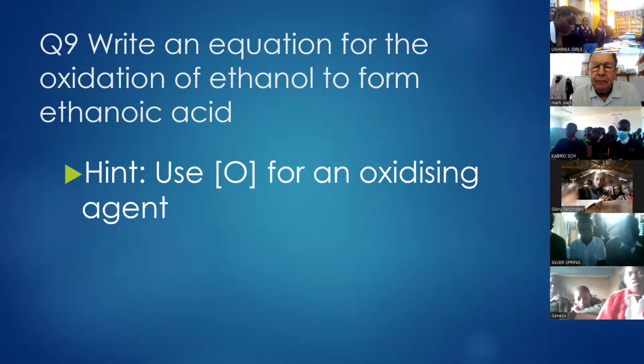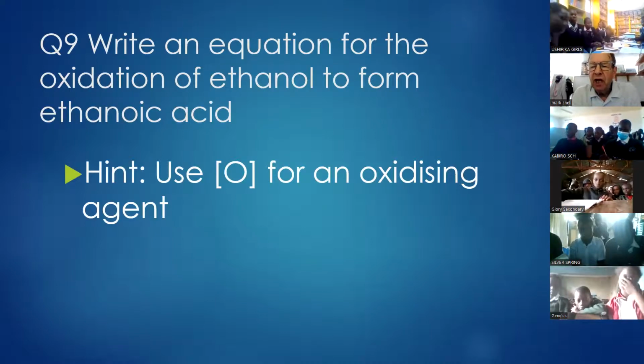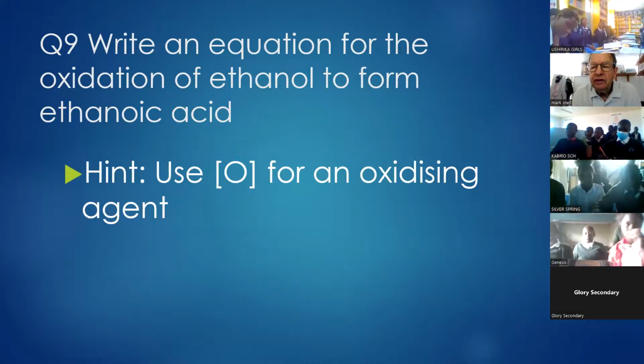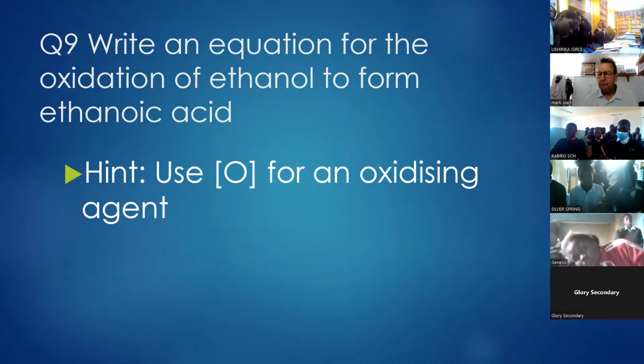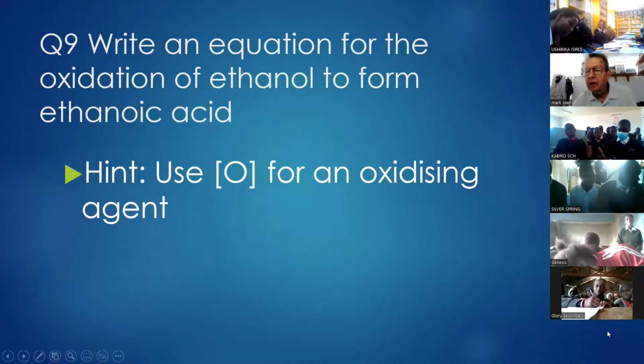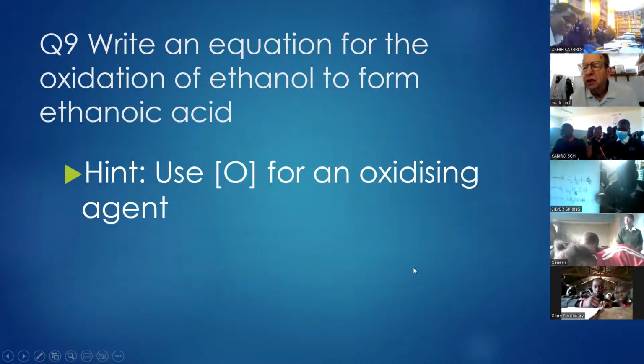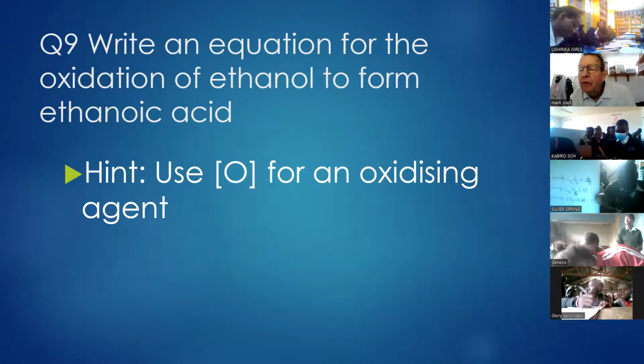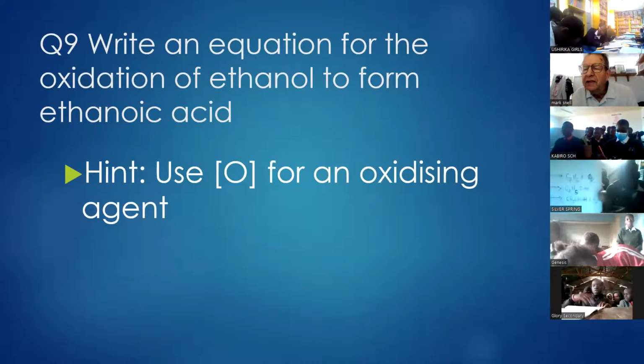So it's going to be C2H5OH plus O in square brackets equals CH3COOH plus something. Who's got an idea? Some of Usharika are writing, some of Kabiro are writing, some of Silver Spring are looking a little bit, oh my gosh. Oh, very nearly Silver Spring.